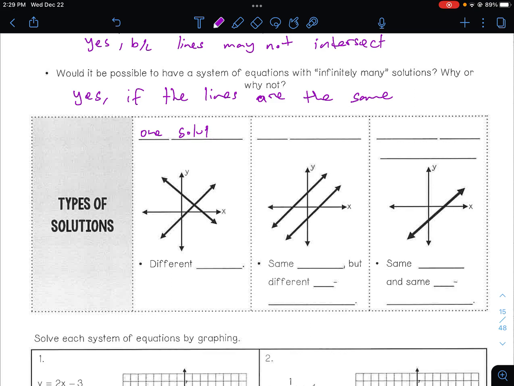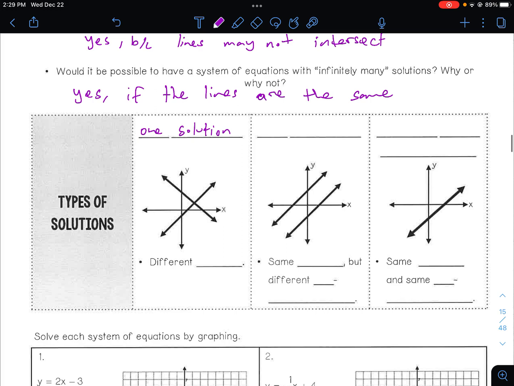So, types of solutions: this is one solution. And we have this, which is called no solution. If you notice, the lines do not ever touch. And this is infinitely many solutions.